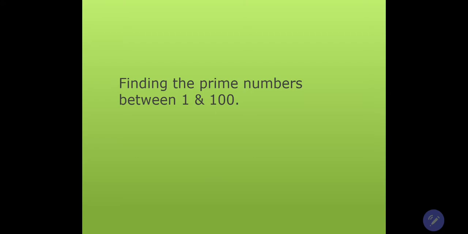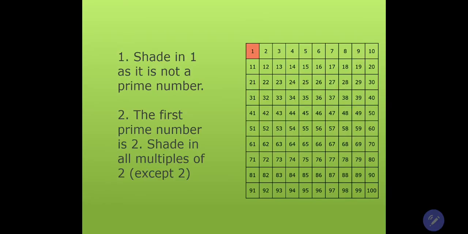Now we are going to find the prime numbers between 1 and 100. Some people call this the sieve of Eratosthenes. What it means is that you just have a 100 square. First of all, you shade in 1 as it is not a prime number. Basically, we are shading all that are not prime numbers and leaving the prime numbers empty.